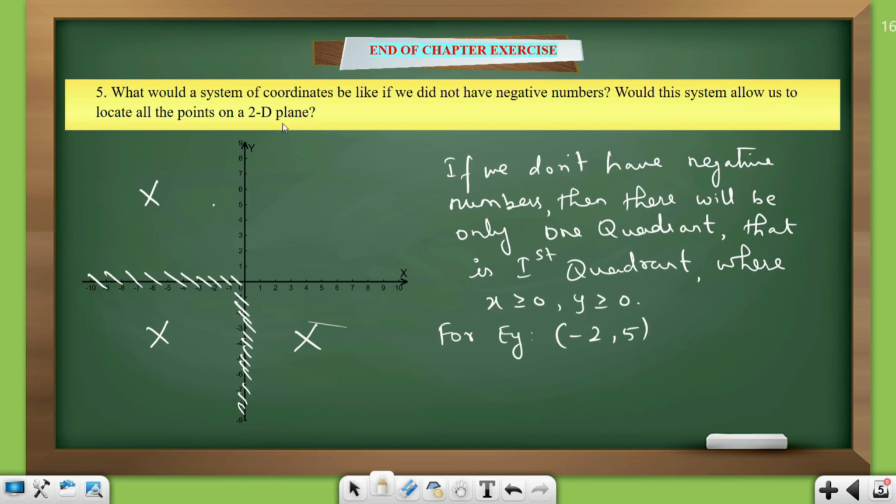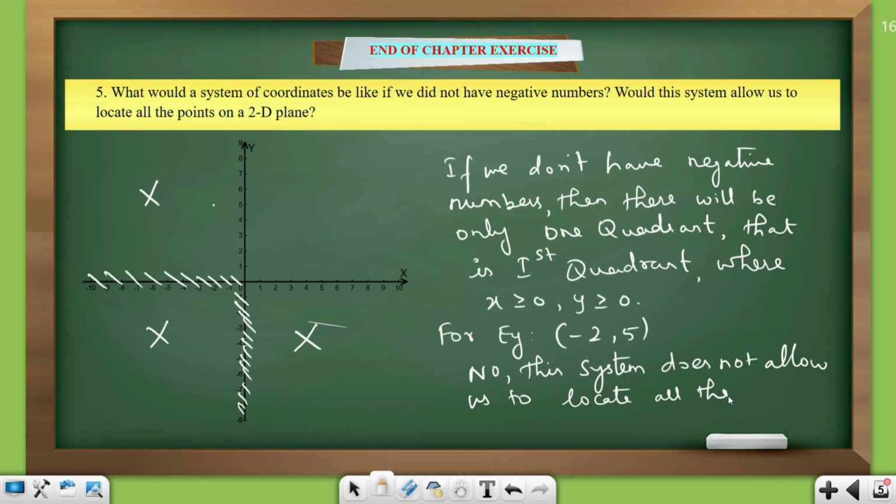So would this system allow us to locate all the points on the 2D plane? The answer is no. This system does not allow us to locate all the points. Only the first quadrant is accessible. That's all. So only the first quadrant is accessible.